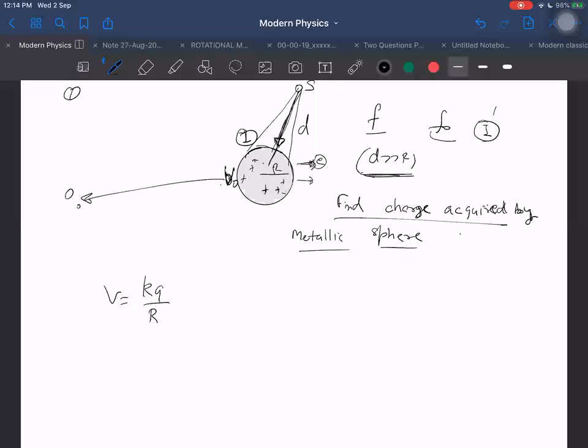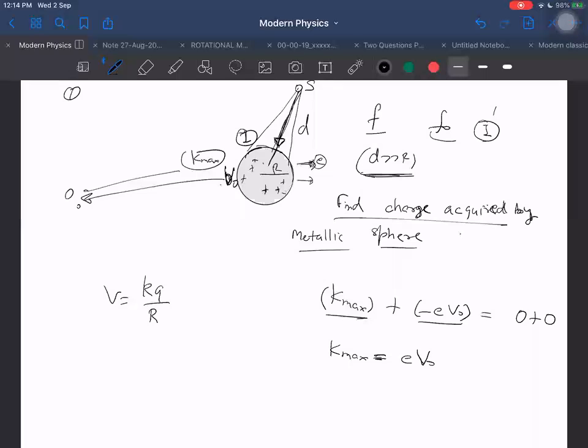Then the maximum kinetic energy electron should come to rest at infinity. The kinetic energy of the electron is K max, and the initial potential energy is minus e into V naught because it has negative charge. Finally, the mechanical energy should become zero at infinity. At infinity, kinetic energy is zero and potential energy is also zero. Then we find the relation K max is equal to e into V naught, so V naught is acting like a stopping potential, because this is the relation for the stopping potential.